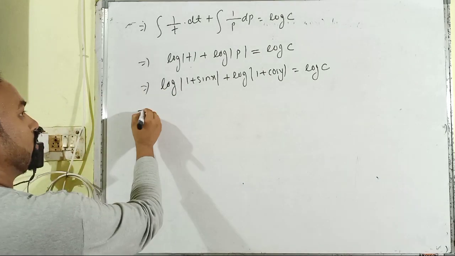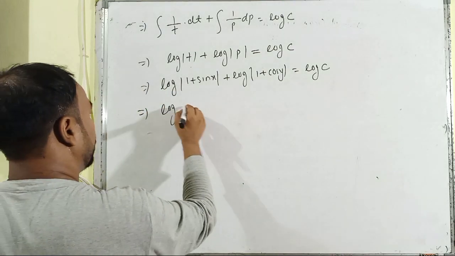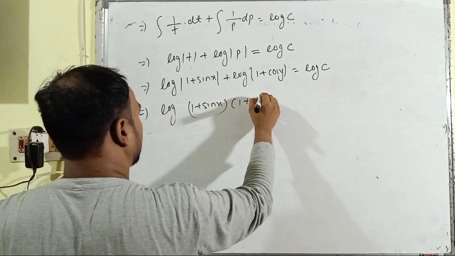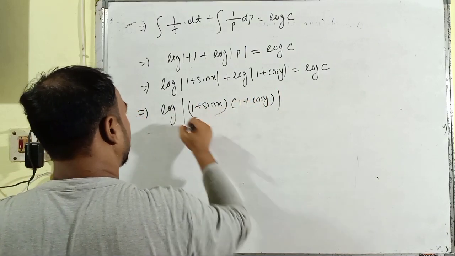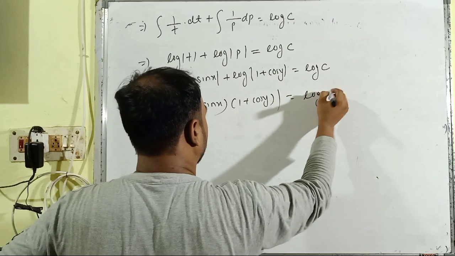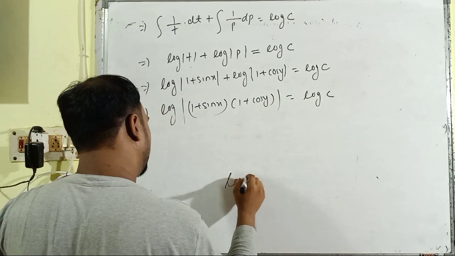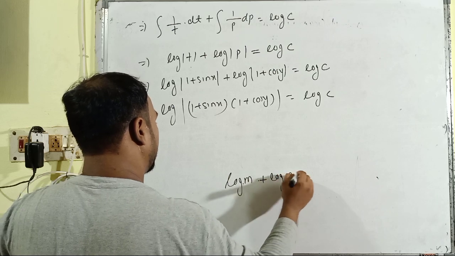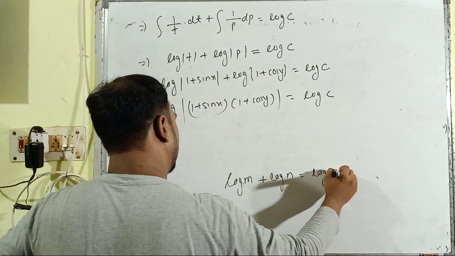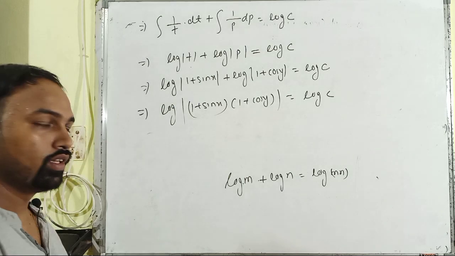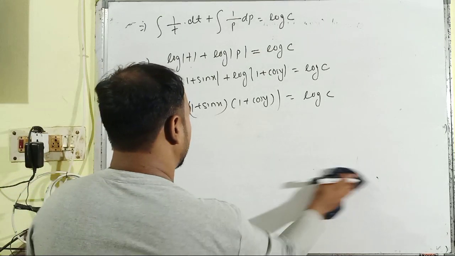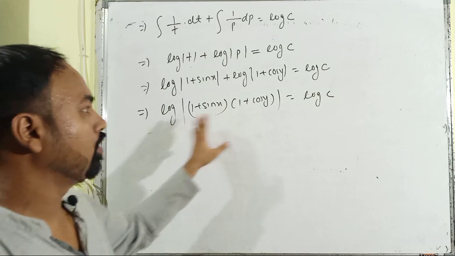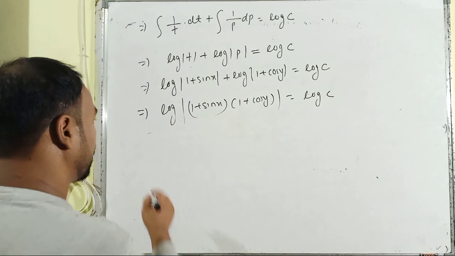Then just simplifying the step, we can have log (1 plus sin x)(1 plus cos y) is equal to log c, because we know that log m plus log n is equal to log mn from the logarithmic chapter. This property is used here, and then cancelling the logarithm on both sides, we can have the answer now.